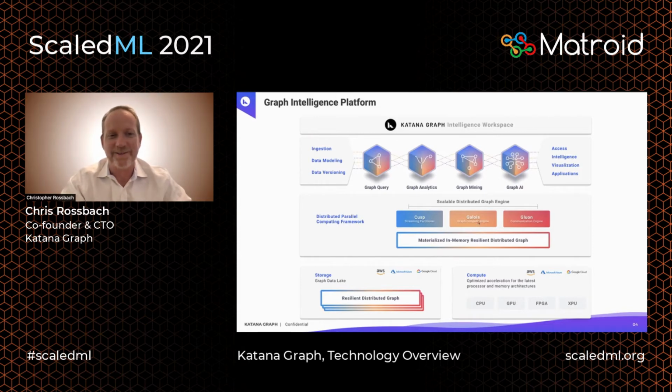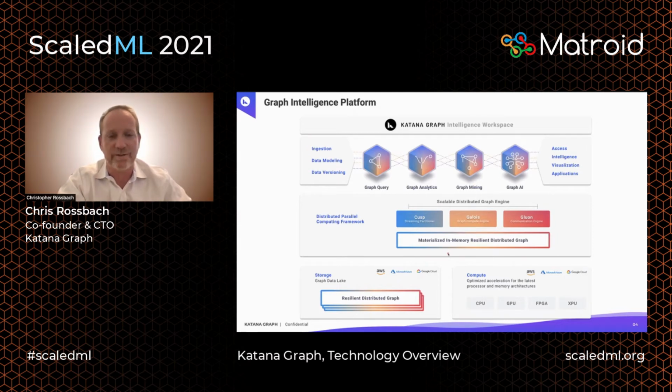And that graph engine rests on a foundation that is our data abstraction. It's called a resilient distributed graph, or an RDG. And that's supported by both an in-memory representation and an in-storage representation, which are very similar. And I'll spend some of the talk talking about how that abstraction is realized in both of those locations.